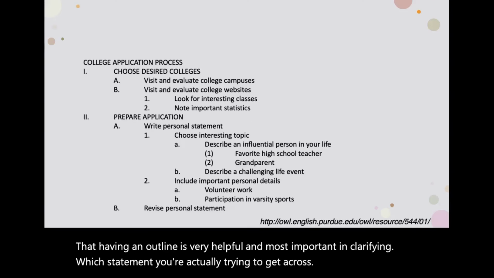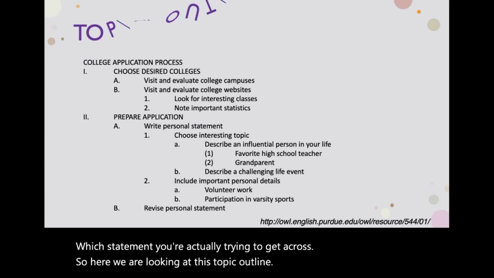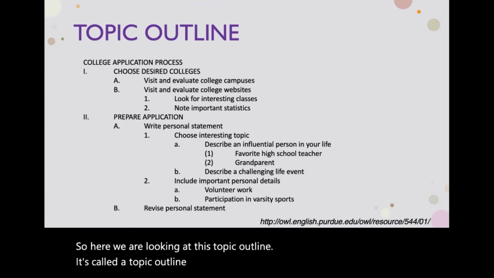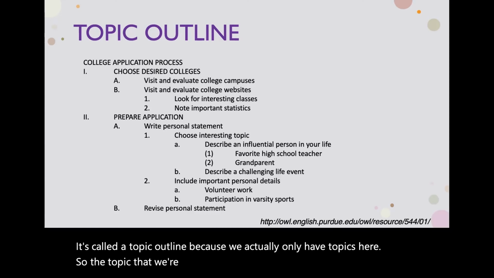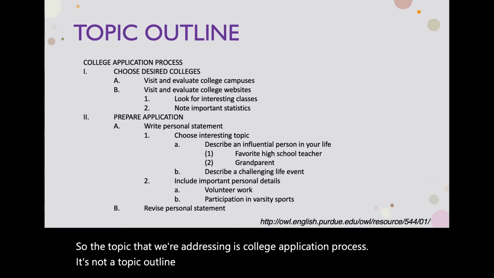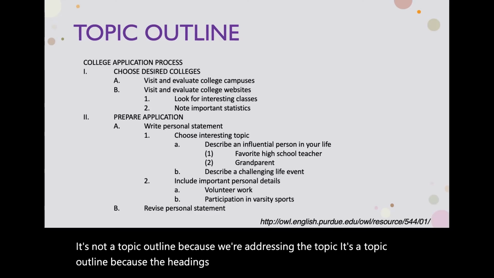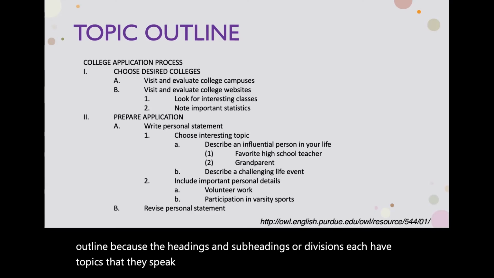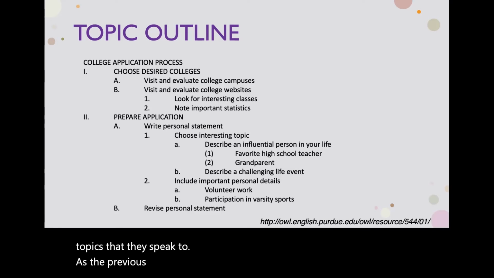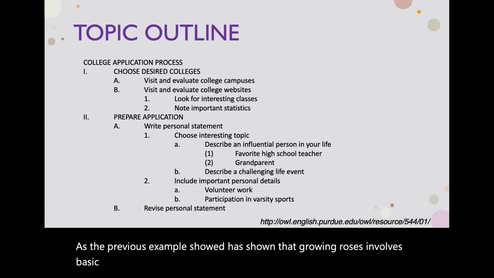So here we are looking at this topic outline. Well, it's called a topic outline because we actually only have topics here. So the topic that we're addressing is the college application process. Now, it's not a topic outline because we're addressing a topic. It's a topic outline because the headings and subheadings or divisions each have topics that they speak to. As the previous example has shown, growing roses involves basic steps. We didn't list them out in sentences. We just gave them topics or a brief summary.